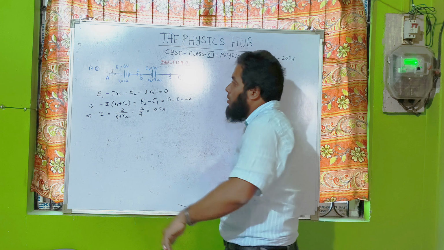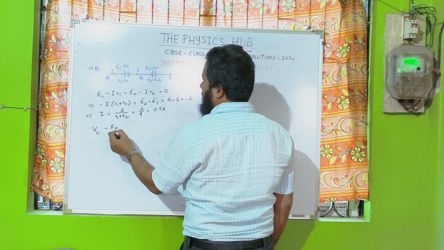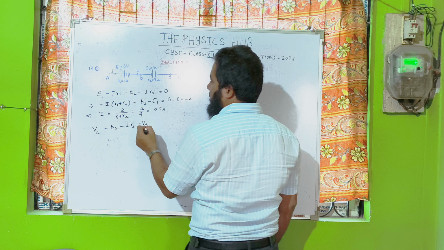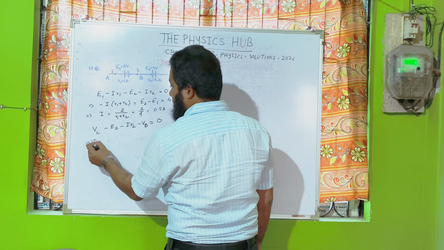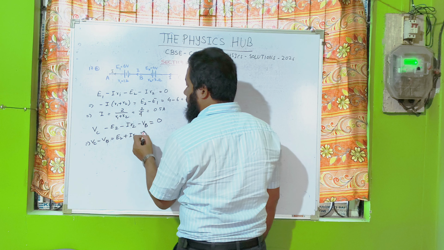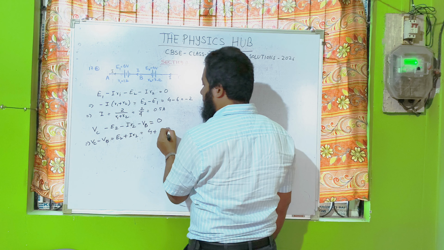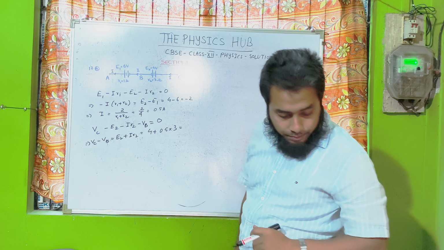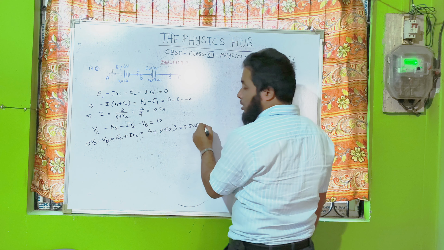Now if you calculate the potential difference between the points B and C, it is very simple. You begin from this point: VC minus E2 minus I R2 minus VB is equal to 0. Now VC minus VB is equal to E2 plus I times R2. The value of E2 is 4 plus I is 0.5 into 3, so it is 5.5 volt. Okay, 5.5 volt. So this is done.